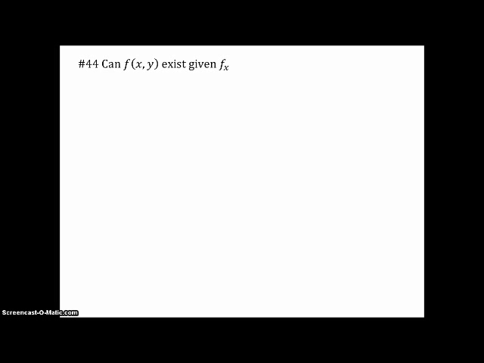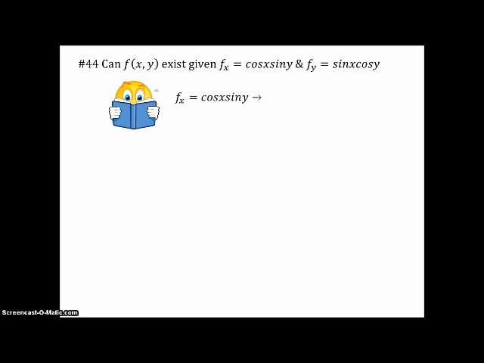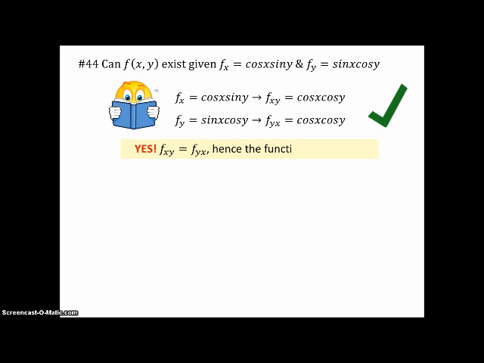Number 44. Can this function exist given that these are the partial derivatives? Well, the book's way is to take fx and take the derivative with respect to y. And when we do that, cosine x just hangs around like a constant, and the derivative of sine y is cosine y. And f sub y, we take the derivative of that with respect to x, and so cosine y hangs around like a constant, and the derivative of sine x is cosine x, and voila, they are the same. Therefore, such a function does exist. Yes, fxy equals fyx, hence the function does exist.